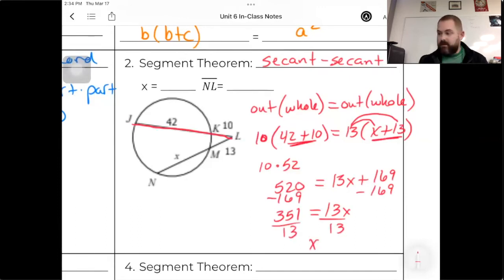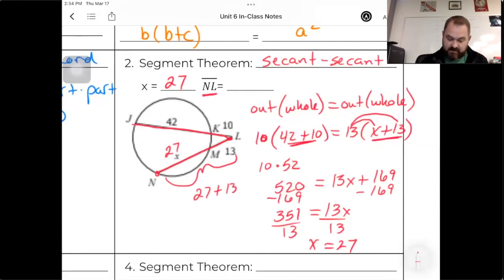Okay, and that gives me, with the calculator, 351 divided by 13, 27. Okay, so that means x is 27, but now they want me to use that to go ahead and find the full length of NL. That means I'm going to take my 27 and I'm going to add that outside 13 to it. And 27 plus 13 is 40.